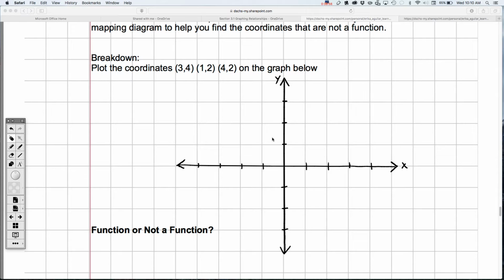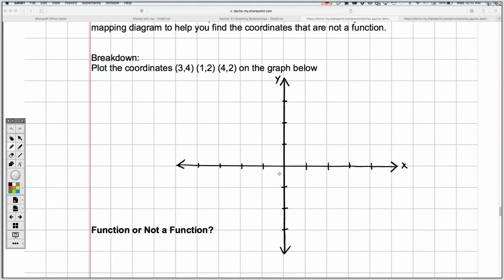Alright, so let's plot this real quick. Luis, let me know if I mess up. So we have 3, 4, 1, 2, 4, 2. Okay, so it should look like this.